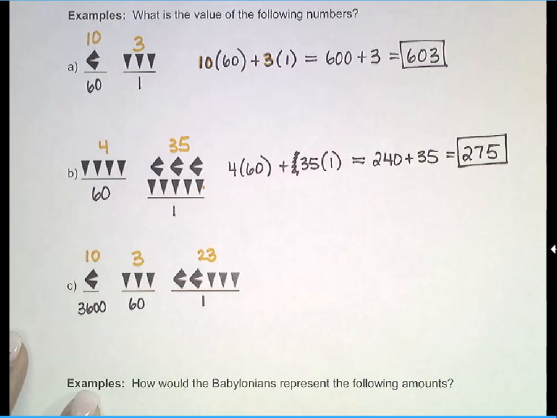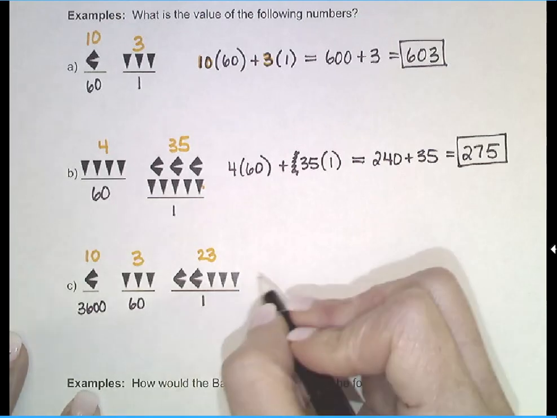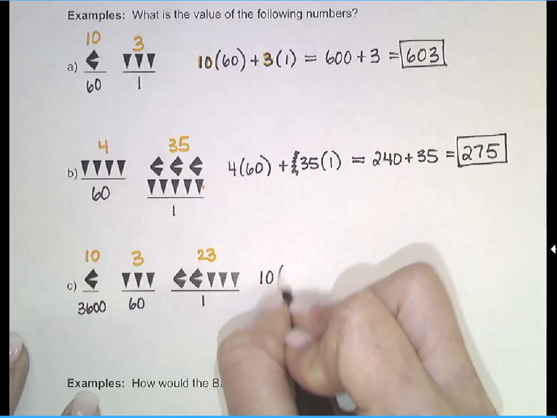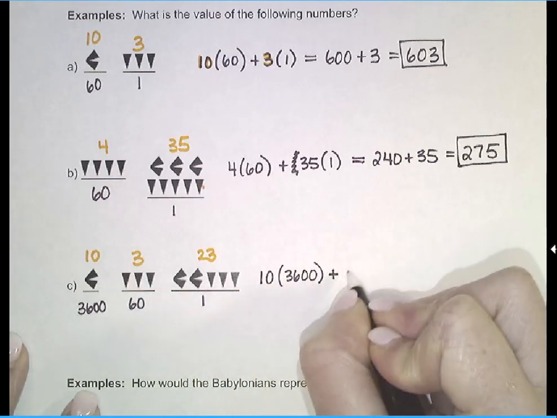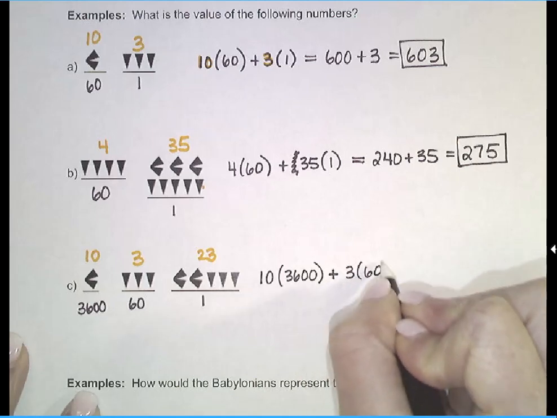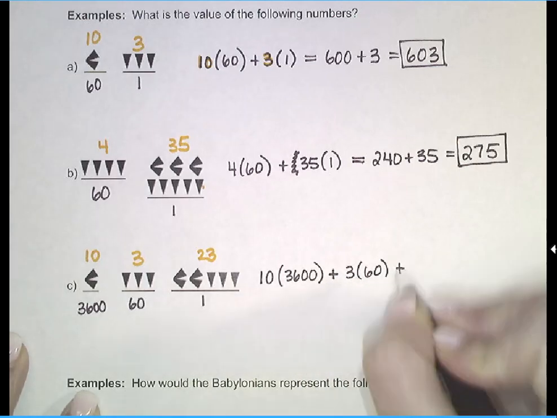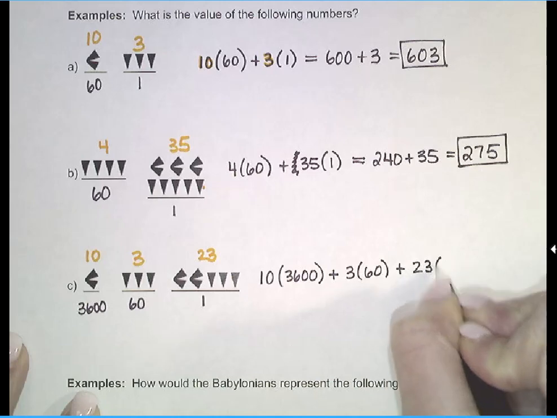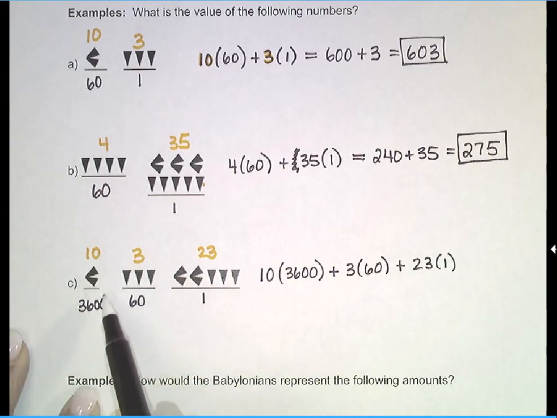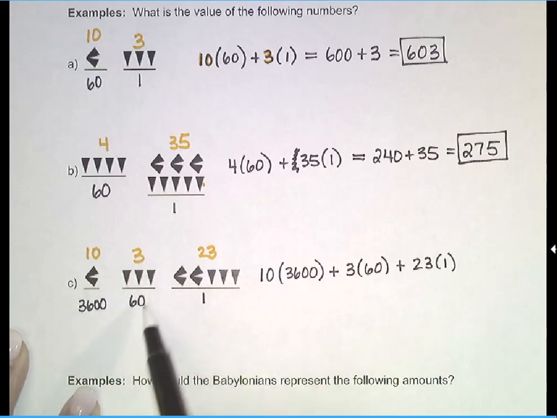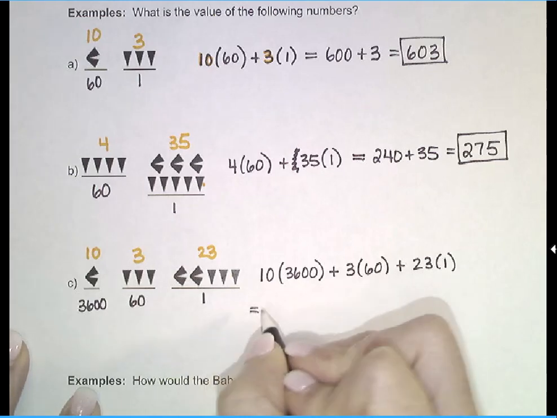So 10, 3, and 23 is what those amounts are. So we have 10 3,600s. We have 3 60s. And we have 23 ones. So see, it's just amount times place value, amount times place value, amount times place value, and you add them together.